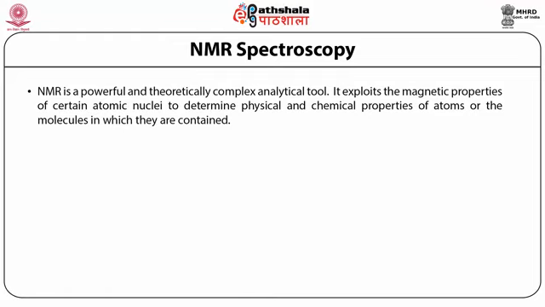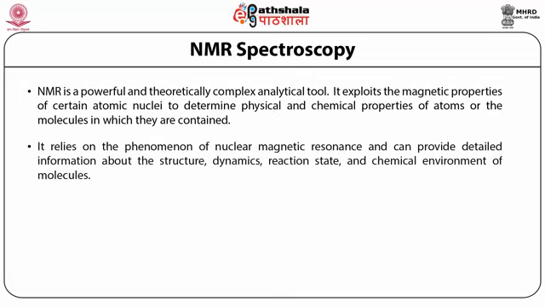NMR spectroscopy is a powerful analytical tool. It uses magnetic properties of certain atomic nuclei to determine the physical and chemical properties of atoms or molecules in which they are present. It relies on the phenomenon of nuclear magnetic resonance and provides detailed information about structure, reaction state, reaction dynamics, chemical environment, and metabolomics.